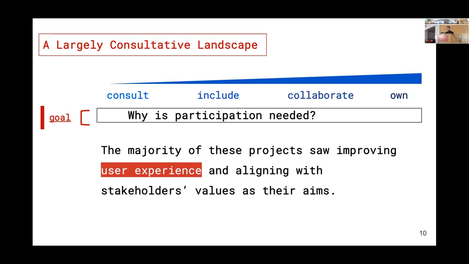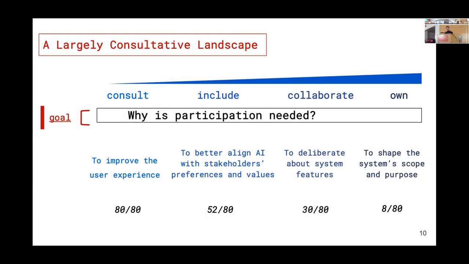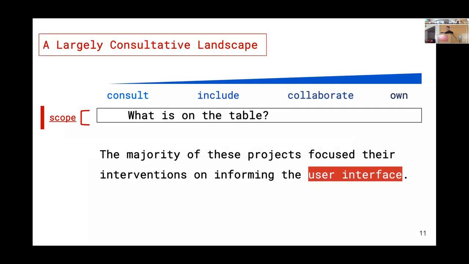First, we found that, in terms of the motivating why is participation needed, the majority of projects describe their goal as improving the user experience or better aligning AI with stakeholders' preferences and values. But only 10% of the projects involve stakeholders with the goal of shaping the system's scope and purpose. In terms of what is on the table, the majority of projects surveyed focus their participatory interventions exclusively on informing the user interface, much like the goals we saw for participation.